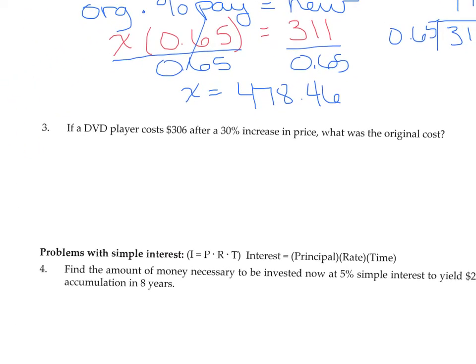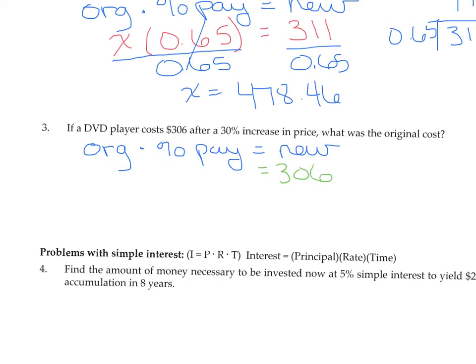All right, let's try number 3. If a DVD player cost $306 after a 30% increase in price, what was the original cost? I'm going to start with the same formula. The original times whatever percent you're paying equals the new. Okay, what do we know? If a DVD player costs $306 after the price increase, so that's the new price, the $306.